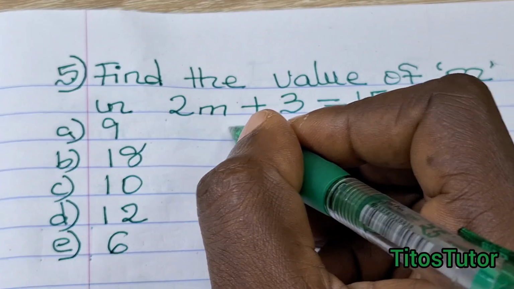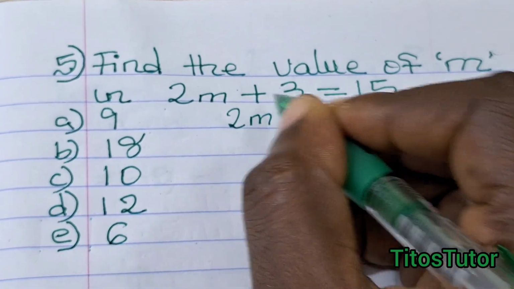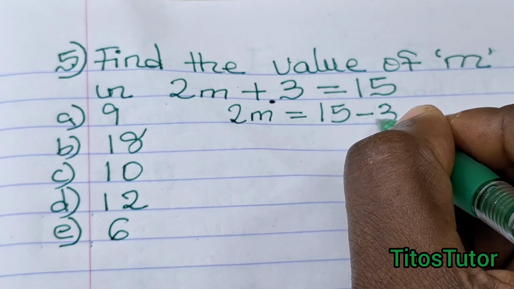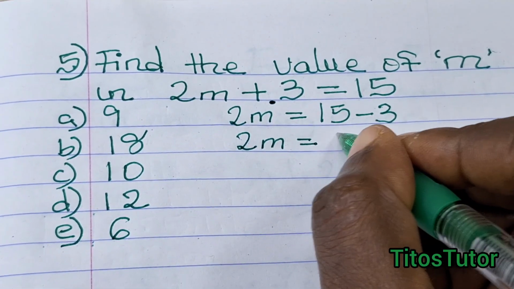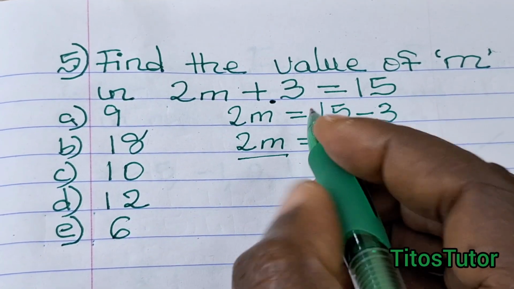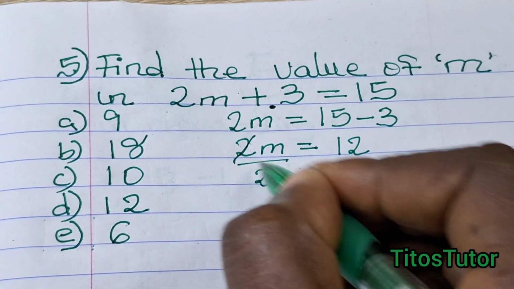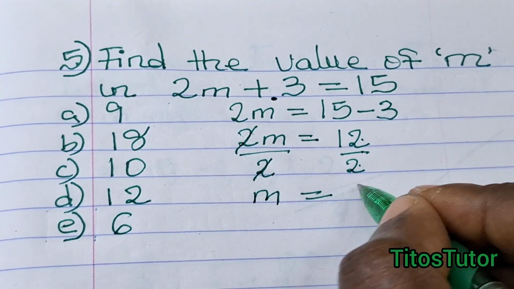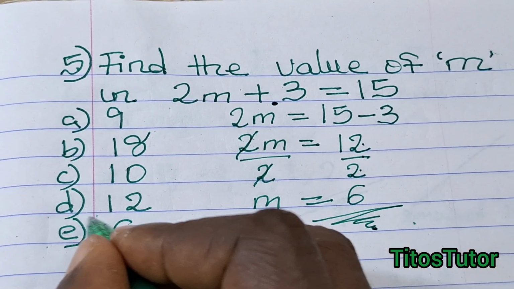So I have 2m is equal to 15 stays where it is, but this 3 goes to the other side to become minus 3. So this is 2m is equal to 12. 2 is multiplying m. To get rid of that, I'll divide by 2 on both sides. So this cancels this. M is equal to 12 divided by 2 is 6. And I am done. Algebra, pretty straightforward.